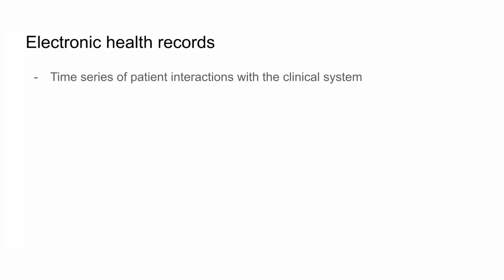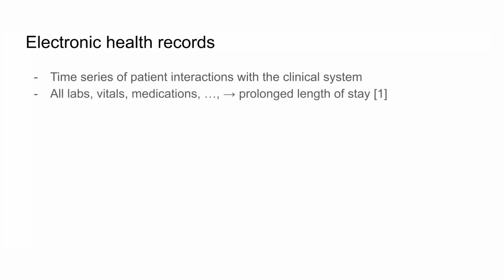We have a second application in electronic health records. So EHRs represent the time series of patient interactions with the clinical system. It's all of the labs, the vitals, the medications that are recorded with a timestamp. And we take the first 24 hours of that, and we want to predict whether the patient is going to stay for over 3 days in the intensive care unit or not.